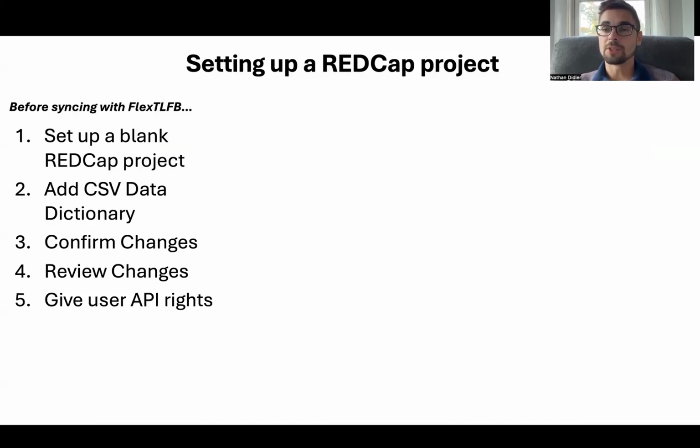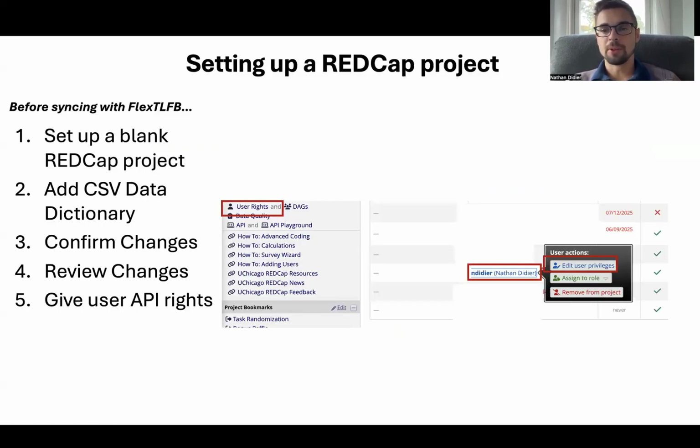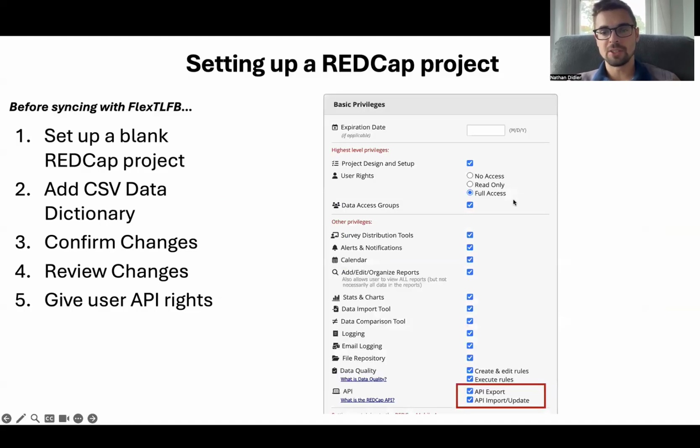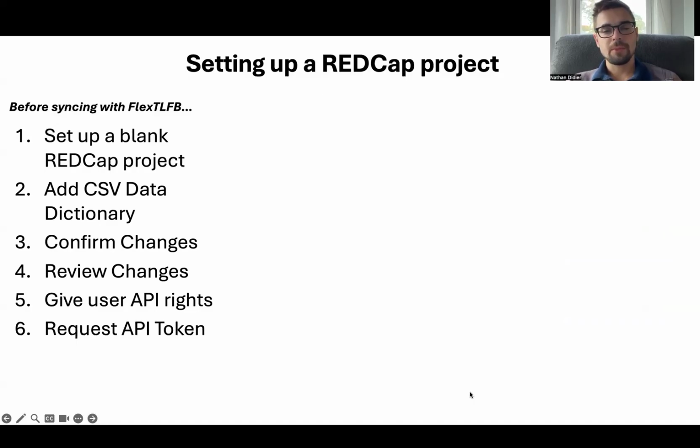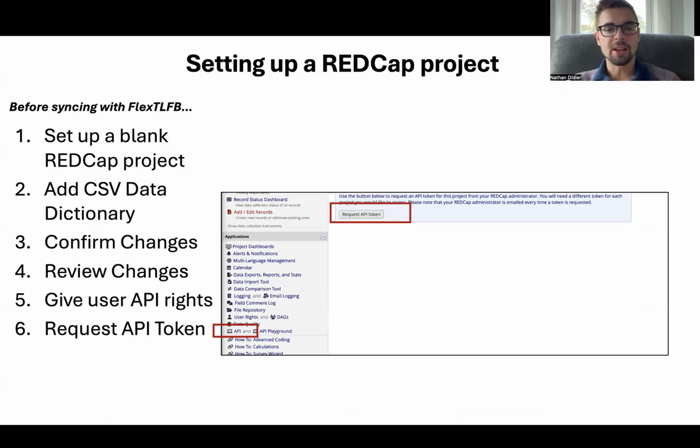The last thing you want to do before syncing a project with the Flex Timeline Fallback is to give user API rights. So this is very important because you need to be able to generate an API token. So you can do that by going to user rights, clicking on the user, edit user privileges, and then making sure that API export, API import update, those two boxes are checked. Then that will allow you to go to the API section in REDCap and request an API token. The token is going to be a key to allow the Flex Timeline Fallback tool to access the REDCap project.